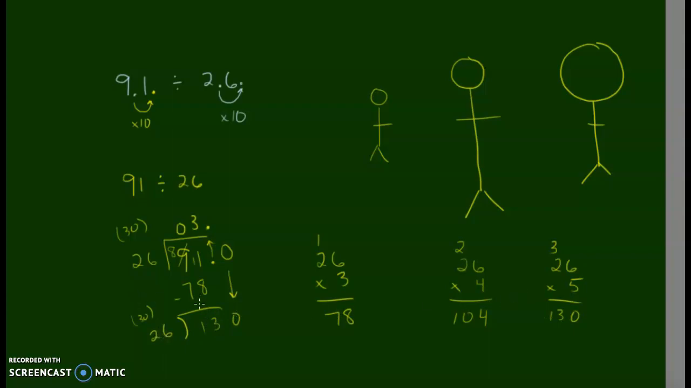So I can get 5 groups of 26 from 130, 5 times 26 is 130. Then I subtract, and I get 0. 0 is less than 26. There's nothing more to bring down. So since I kept the ratio the same by multiplying both the divisor and the dividend by 10, I know that 9.1 divided by 2.6 equals 3.5.